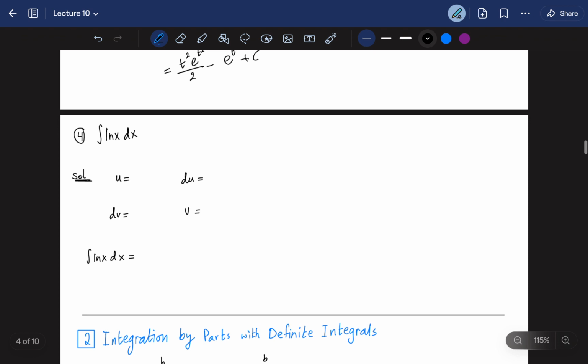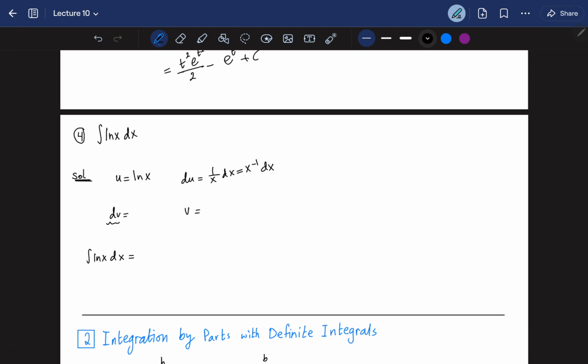Okay, so let's look at example number 4 here. What if I want to integrate ln of x dx? Now, if you look at the functions, I only have a log function here. I only have ln. Well, if we're applying the acronym, I know that my u is always going to be a log function if I have it in my integral. So I'll take u to be ln of x. du is just 1 over x dx. But what should I take as my dv?